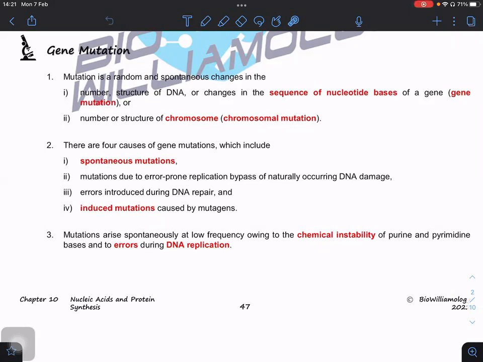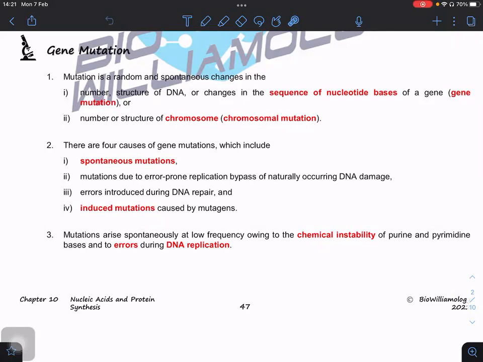Or the mutation may take place to change the number or the structure of chromosomes. Number, for example, Down syndrome. We know about Down syndrome. If you check the number of chromosomes in a Down syndrome individual, they have 47 chromosomes rather than 46, because they have an additional chromosome 21, or we call it trisomy 21, trisomy meaning 3. It means that at chromosome number 21 they have 3 chromosome 21s, compared to normal persons, who have 2 chromosome 21.